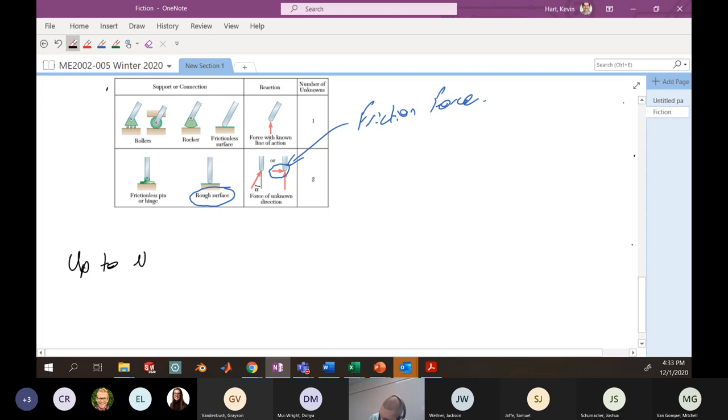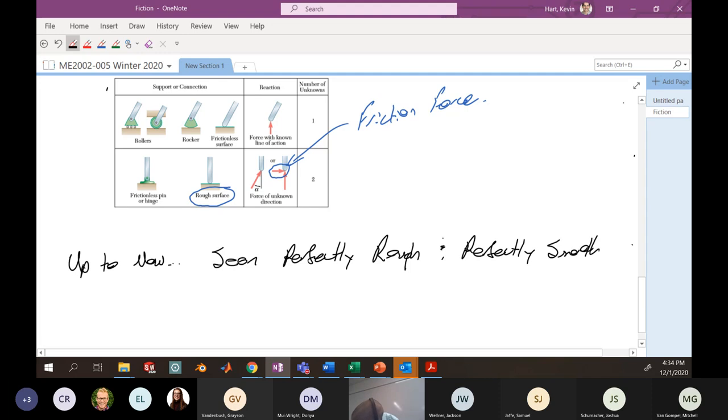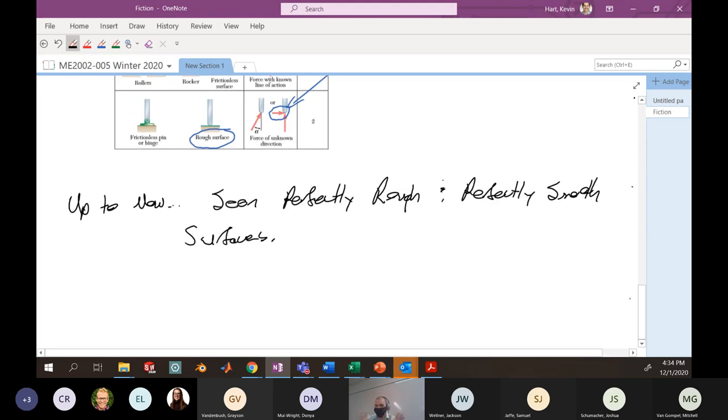Up to now, you've seen perfectly rough and perfectly smooth surfaces. Okay. The reality is that there's this gamut, okay? But if it's frictionless, I'll put this in quotes. I'm still having problems with writing at this height. I'm going to have to do some adjustments later, but it'll get better.